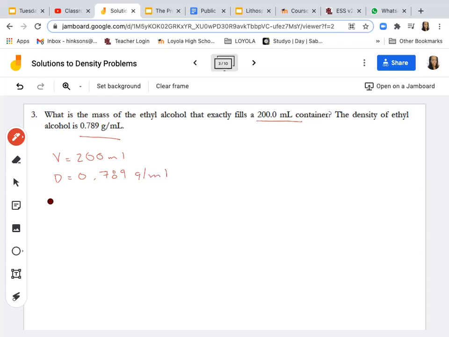So they're asking me for my mass. We're not there yet. And what do I do after I've written what I have and what I'm looking for? D is equal to, what's the formula for density, guys? I want the original formula first. So it's D equals M over V. Okay, cool. And now I can plug in stuff.